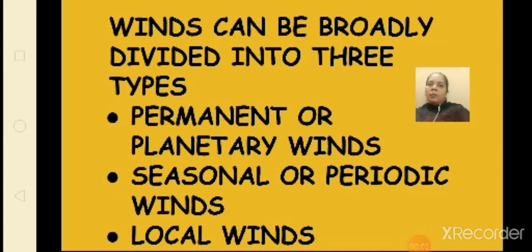These winds, that is the permanent winds, blow constantly throughout the year in a particular direction. Now we move on to the next type of wind, that is seasonal wind. Seasonal winds are also known as periodic winds. Seasonal winds change their direction in different seasons and hence the name seasonal. Examples of such winds are the monsoons in India.